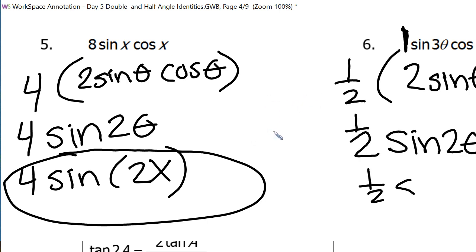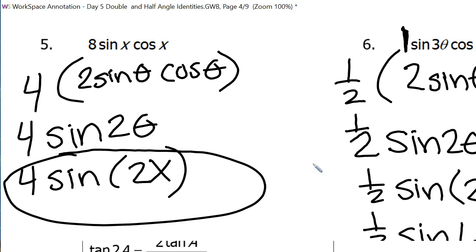But they didn't use theta. What did they use? 3 theta. And 2 times 3 theta would be 6 theta. So 1/2 times sine of 6 theta.